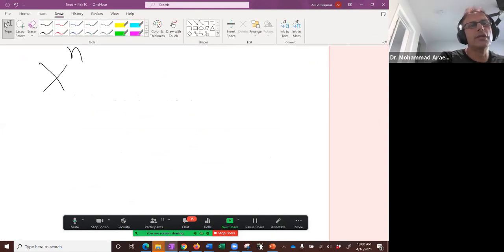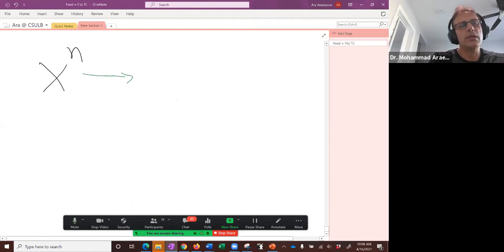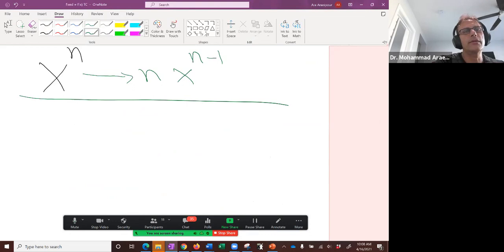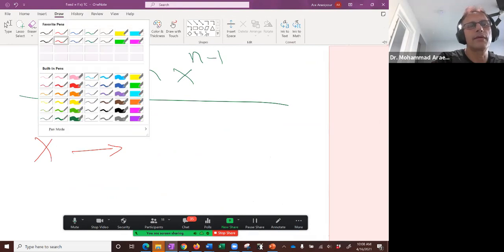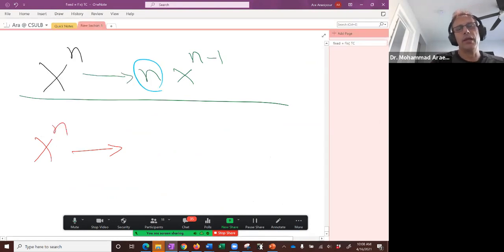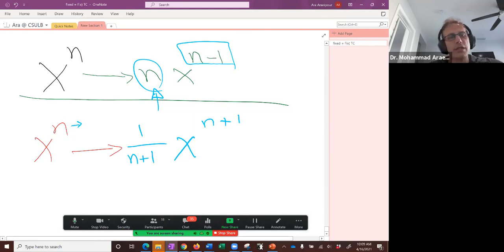Recall when we want to differentiate this, what did we do? We multiply by n, and the exponent goes down by 1. Now, if we are integrating, what would be the reverse process? We multiplied by n and we took down the exponent by 1. The reverse process, we have to take this up by 1, and instead of multiplication, it's division by n plus 1.